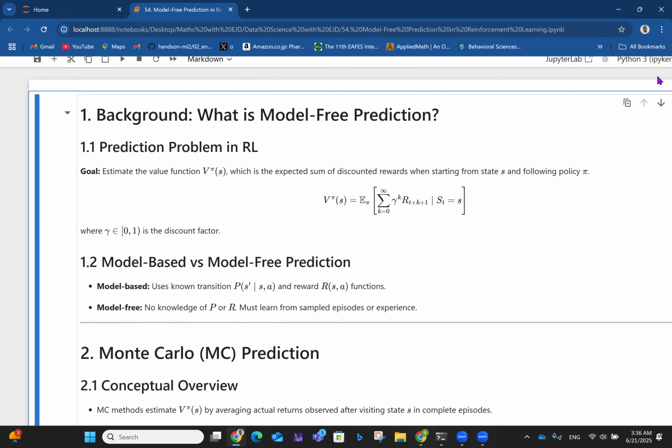So of course, gamma belongs to [0, 1), one exclusive, one not included, but you want to get as close as possible to 1. So gamma is a discount factor, just like I said.